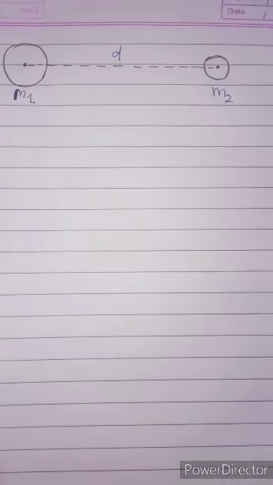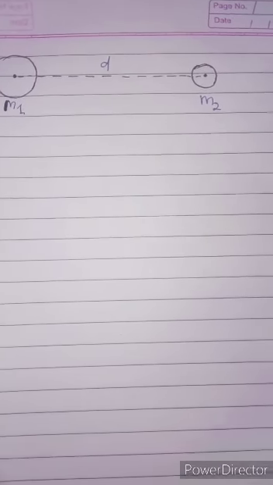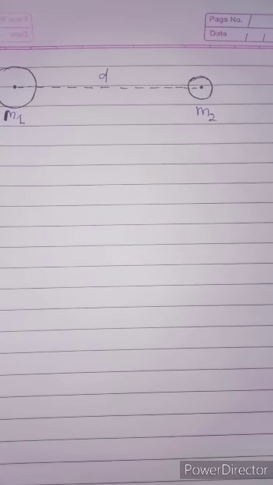Hello friends, my name is Dolamani Sahu from class 10 and today I am going to demonstrate Newton's law of universal gravitation. Newton's law of universal gravitation states that the force of attraction between any two bodies is directly proportional to the product of their masses and inversely proportional to the square of the distance between their centers of gravity.